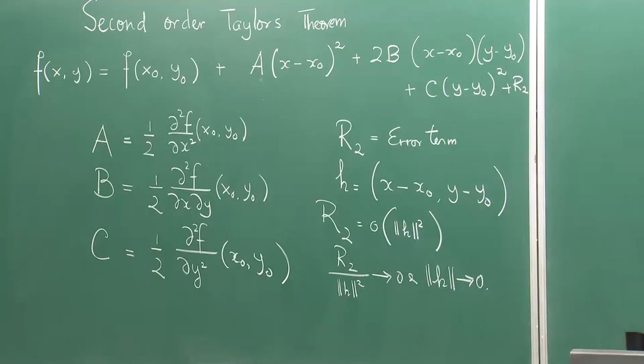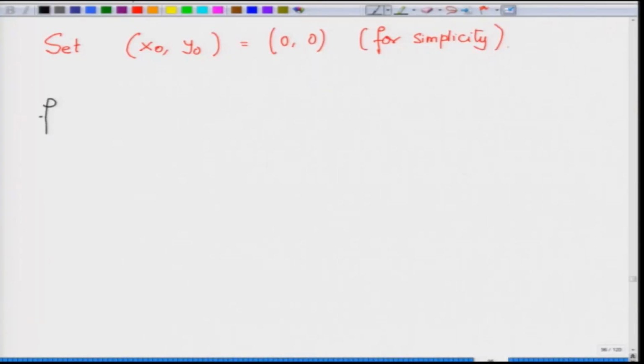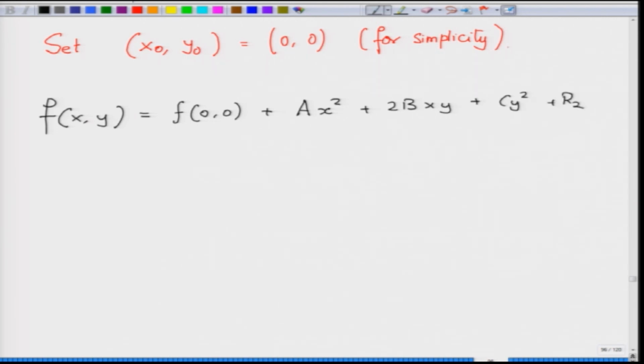So, this expression will become f of x y, where x y is a point very near 0 0. It will become f of x naught y naught, which is now f 0 0, plus a x square, since x naught is 0 and y naught is 0, plus 2b x y plus c y square plus R2, when x y is very near 0 0, in a very small neighborhood around 0.